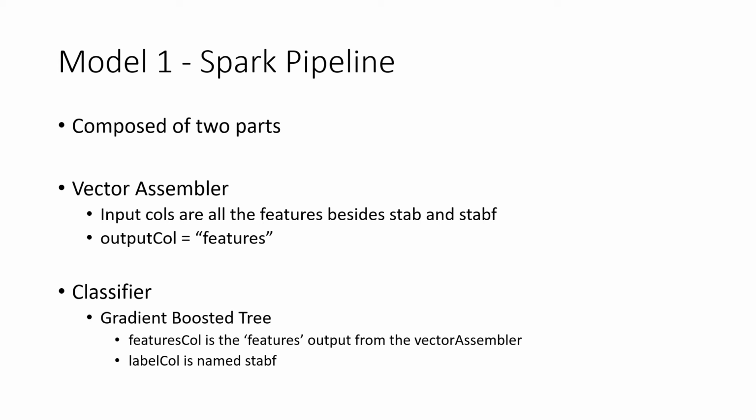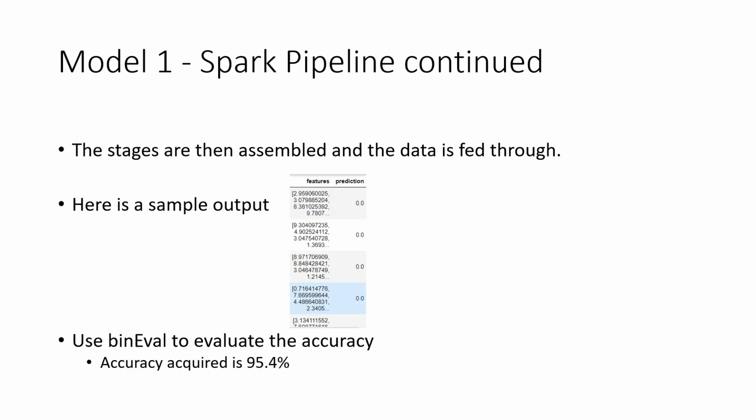The features column, in this case, is the features output from the vector assembler, and then the label column was named stability F. The stages were then assembled in a linear fashion, so vector assembler was put first, followed by the classifier, and then the data was fed through. There's a sample output on the screen, and bin eval was used to evaluate the accuracy with the accuracy metric, and the accuracy acquired again was 95.4%.